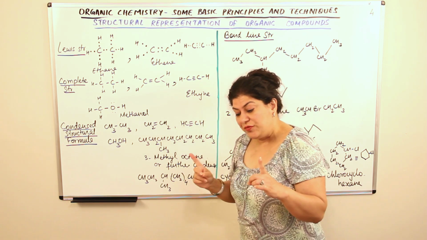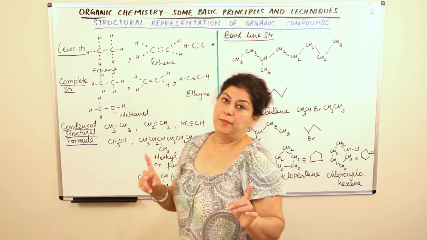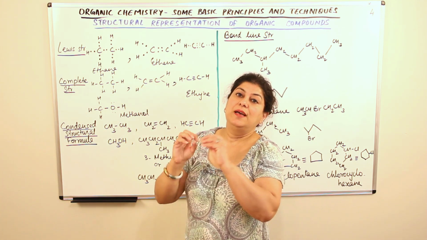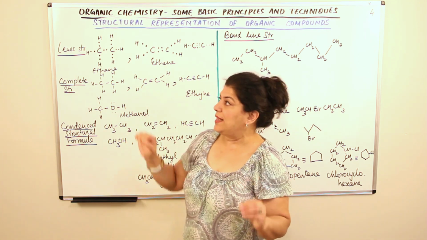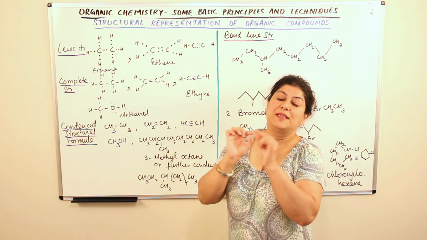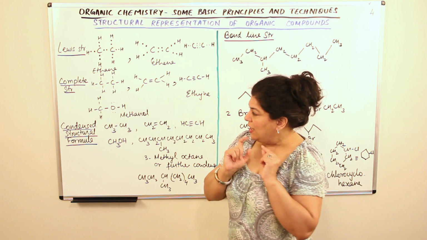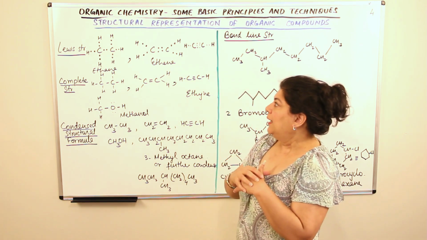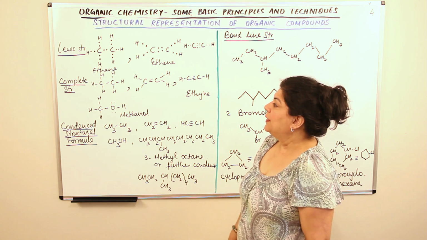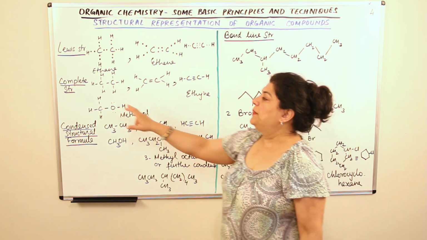So that is the first way of representing organic compounds, by Lewis structures. In Lewis structures, we make the electron dot structures. They are known as electron dot structures because here the shared electrons are represented by dots, and even the lone pairs of electrons are represented by dots. The second is a complete structure.